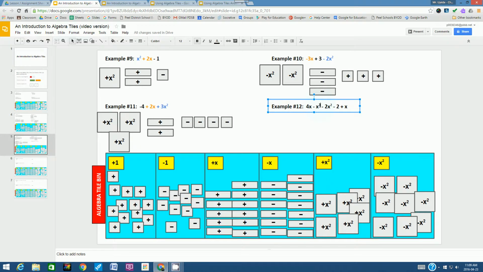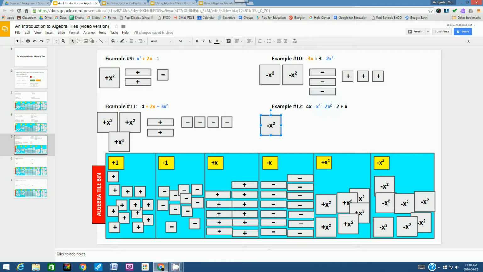Okay, so let's look for my x squareds. So I've got an x squared here. Going to highlight that in blue. And I've actually got another x squared here. So let's see what that's going to look like. All right, I'm going to highlight both of these. Okay, so negative x squared. Okay, so that's easy. Let's bring over a big negative x squared tile.